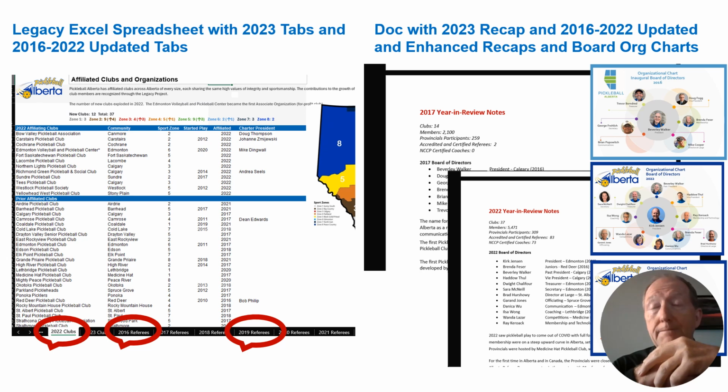I've also updated all the org charts for all the different years. You'll see the top one there. I put in the old logo they had that they used from 2016 to 2019. The top left's there on the top org chart, the Pickleball Alberta logo. And there were a couple other pictures I was able to get from Bev for previous board members that I didn't have earlier. So they're more complete.